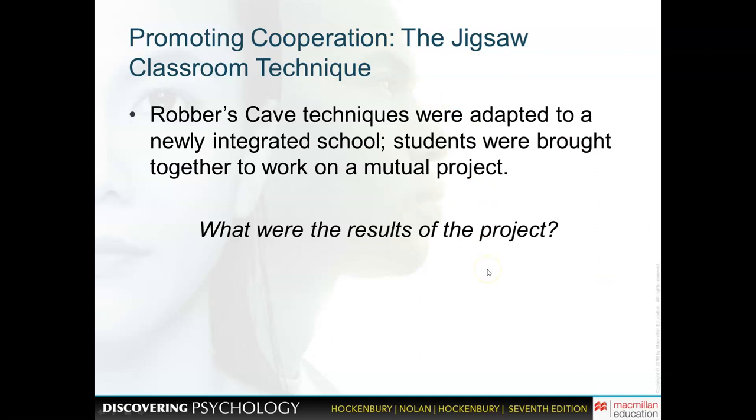What is important to keep in mind from this part of the discussion is cooperation. Cooperation between groups will actually reduce the hostility that might have existed between the two groups prior to that. In this study, students were brought together to work on a mutual project. So they were cooperating. Remember, when individuals start to cooperate, they tend to see a little bit less of those people and start to view everybody as we instead of they.